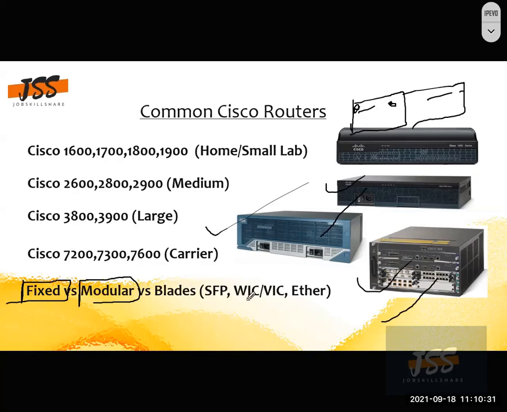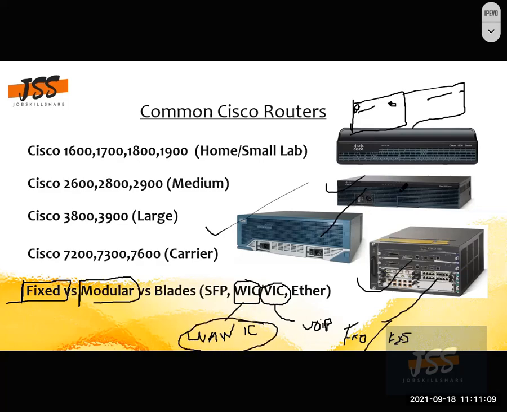Like I have mentioned, we have WIC cards, which are basically WAN interface cards. I have talked about these already in the Network Pro module. Then we have VIC cards, which have to do with voice over IP, voice interface cards like FXO or FXS. These things are a little bit advanced. Just focus on this one, the WAN interface card.